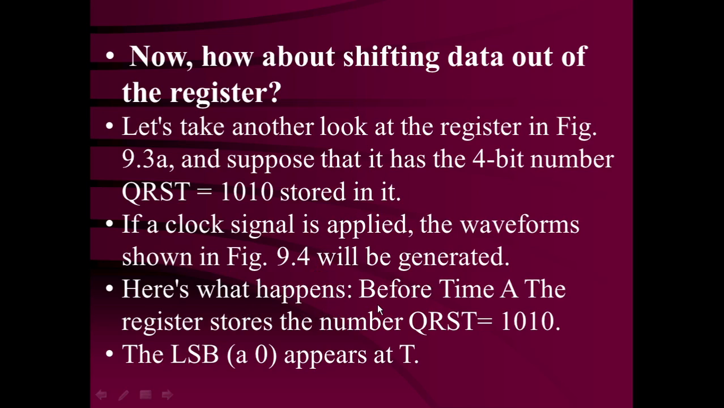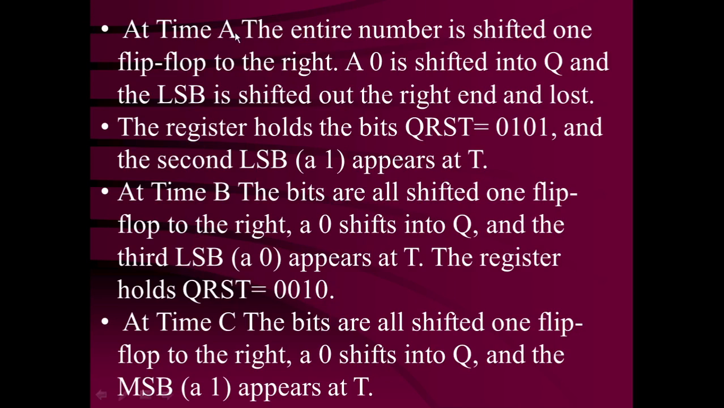Here is what happens. Before the timeline A, the register stores the number QRST equal to 1010, and the LSB, which is 0 here, appears at the output of the T flip-flop. At time A, the entire number is shifted one flip-flop to the right. A 0 is shifted into the flip-flop Q, because the data input is maintained at zero. So the 0 is entered into the first flip-flop Q, and the output of every flip-flop is shifted one flip-flop to the right.